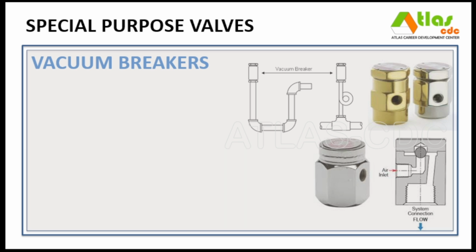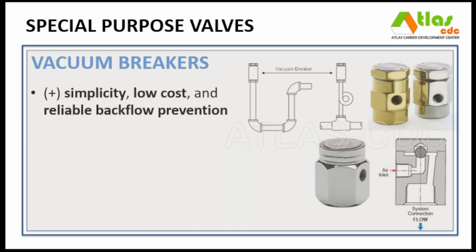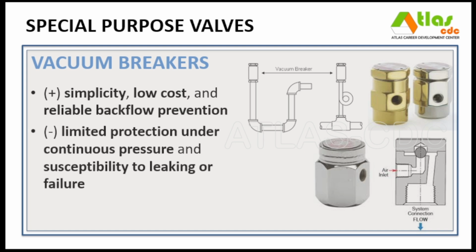Its advantages include simplicity, low cost, and reliable backflow prevention in low-risk applications. However, its disadvantages include limited protection under continuous pressure and susceptibility to leaking or failure if not properly maintained. Typical uses are in residential plumbing, irrigation systems, and lab or industrial water lines where intermittent flow and potential back siphonage are concerns, distinguishing it from other valves by its automatic, air-admitting feature rather than fluid control.